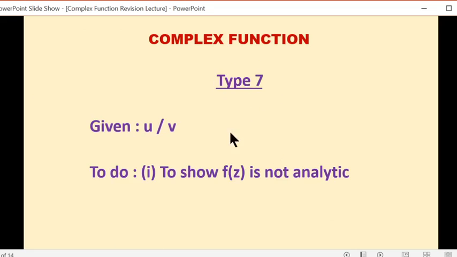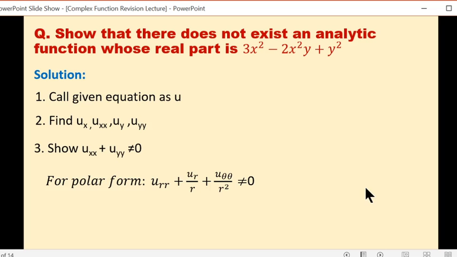Next let us see the type 7 problem, which we did just now today. In the type 7 problem, what are we given? We will be given either only the real part of f of z, that is u, or the imaginary part v of f of z. Either u or v will be given. And we have to show that the function is not analytic. The exam question will look like this: show that there does not exist an analytic function, meaning the function is not analytic, whose real part is given. Since it is the real part, we call it u. If the question had the imaginary part, we would call it v.